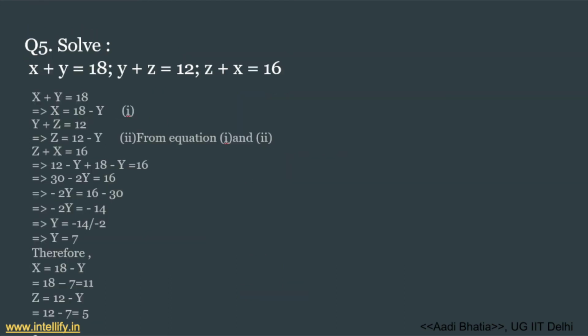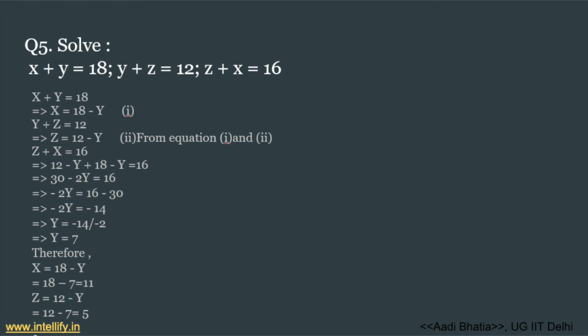Going to the last question. x plus y is equal to 18, and y plus z is equal to 12, and z plus x is equal to 16. x plus y is equal to 18, and x is equal to 18 minus y. We'll take that as equation 1, and y plus z is equal to 12, z is equal to 12 minus y. We'll take it as equation 2.